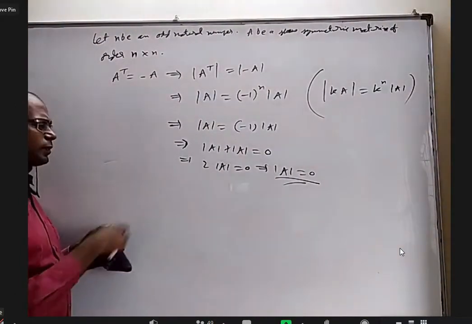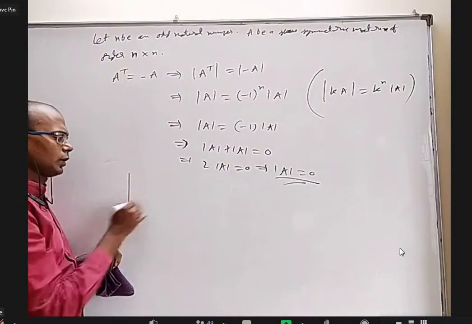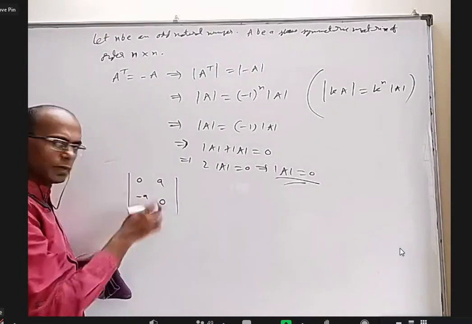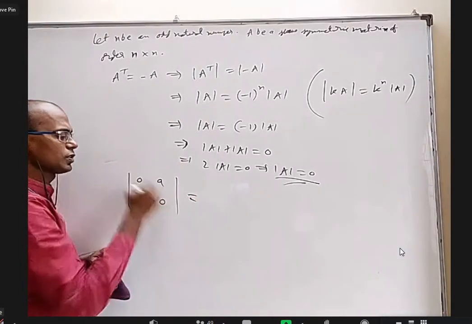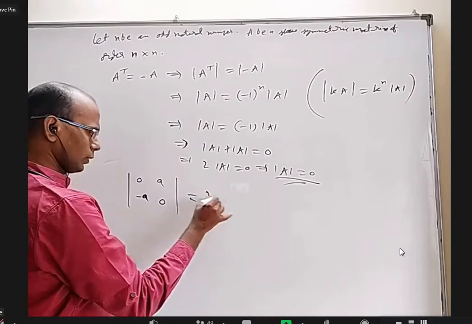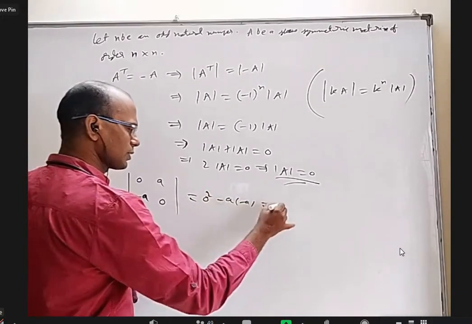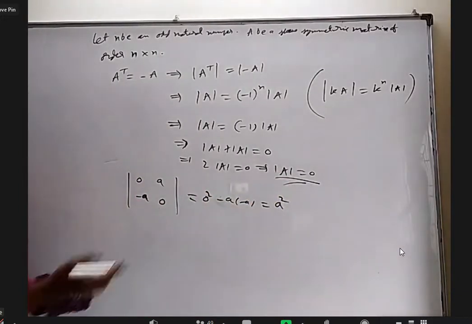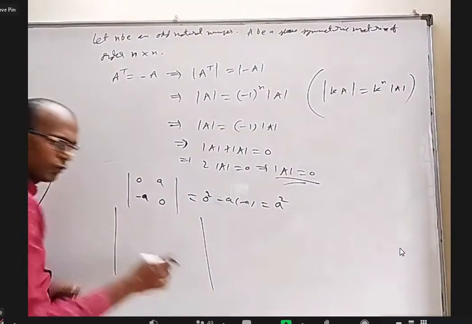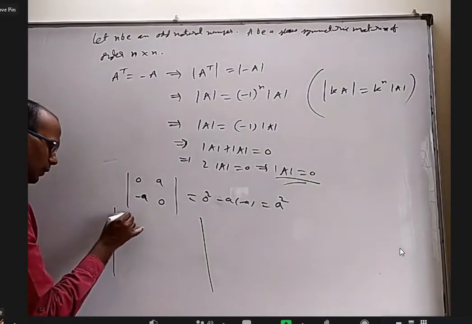I'll just write a little bit, even in this point only. Let's say I take 0, A, minus A, 0. This is a skew symmetric matrix, but of even order. You see what is coming: 0 square minus A into minus A, it is coming A square. That need not be 0, right? Let us take a 4 by 4. Even though we don't deal with 4 by 4, we'll get an idea.